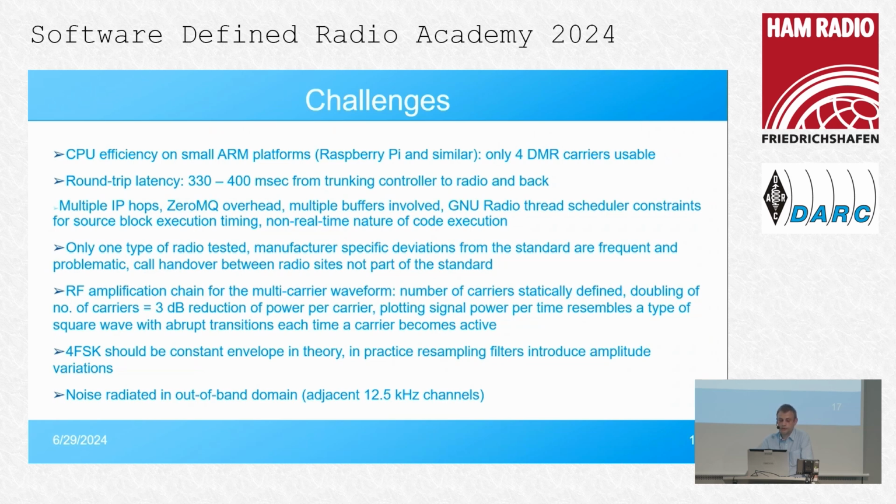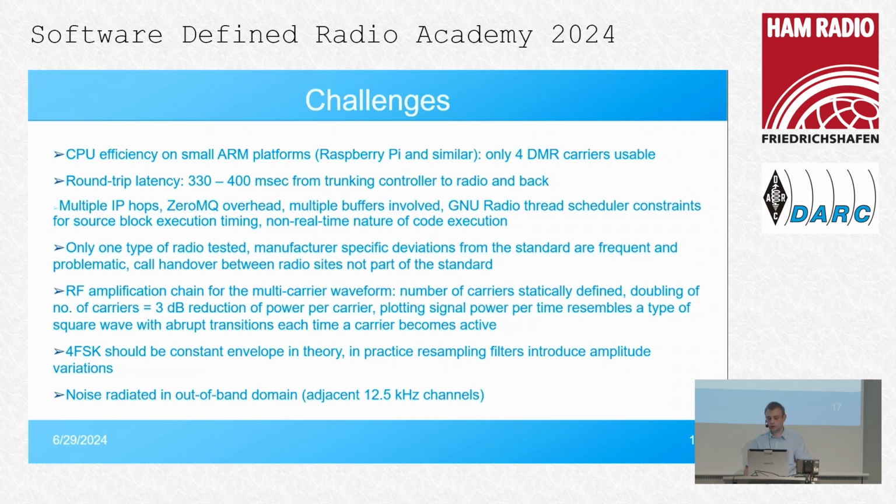About RF amplification for this particular waveform, because when you double the number of carriers, you will automatically have to reduce the power per carrier by 3 dB. So then if you plot the signal power across time, you will notice something like a square wave, since there are abrupt transitions when a carrier becomes idle or becomes active.